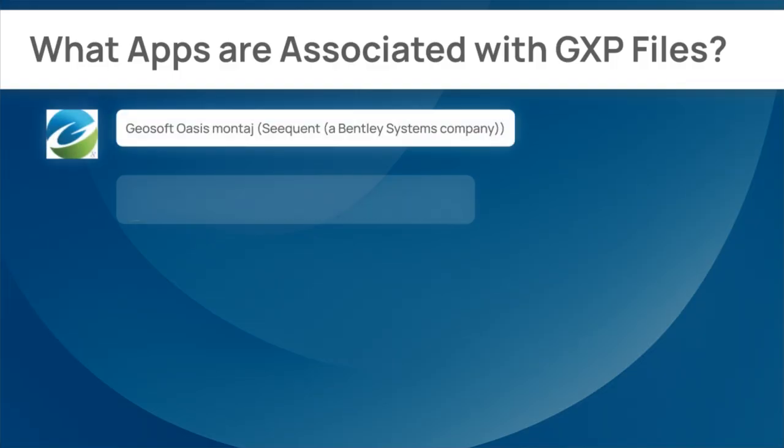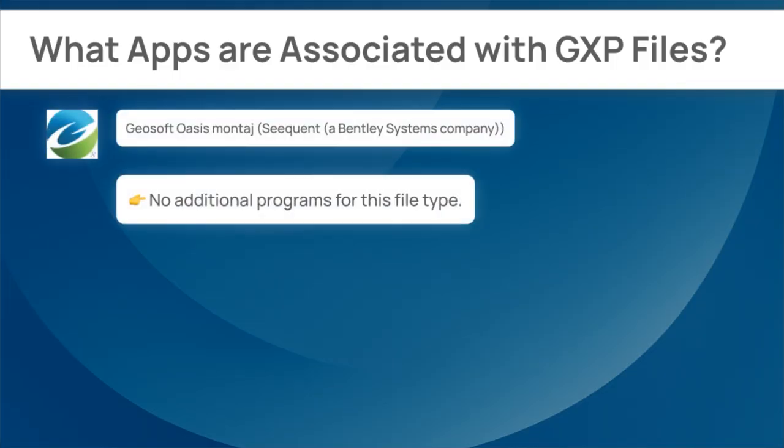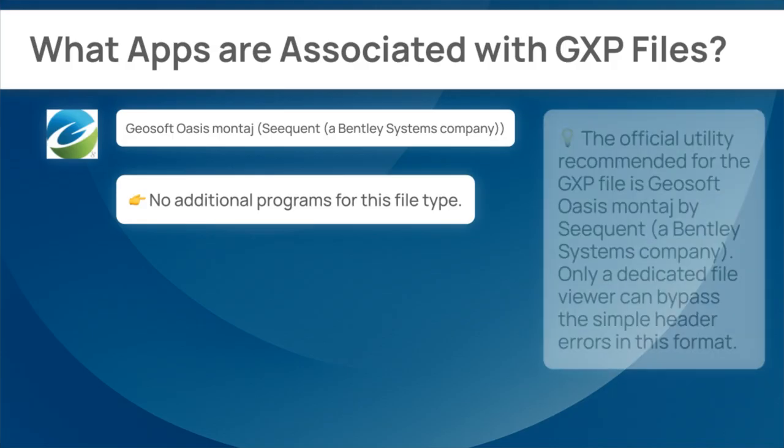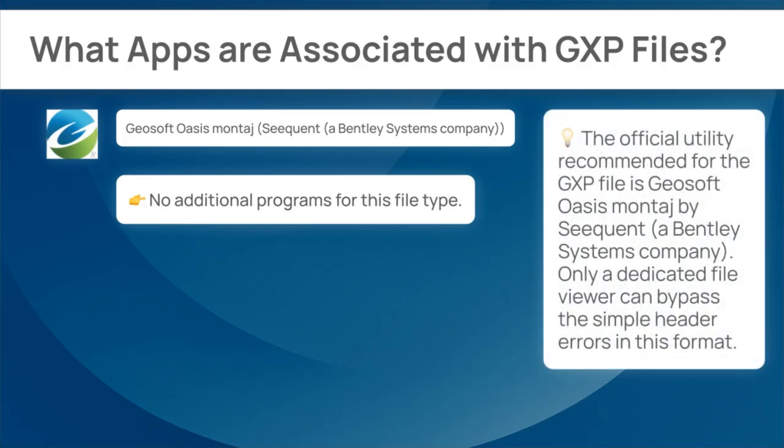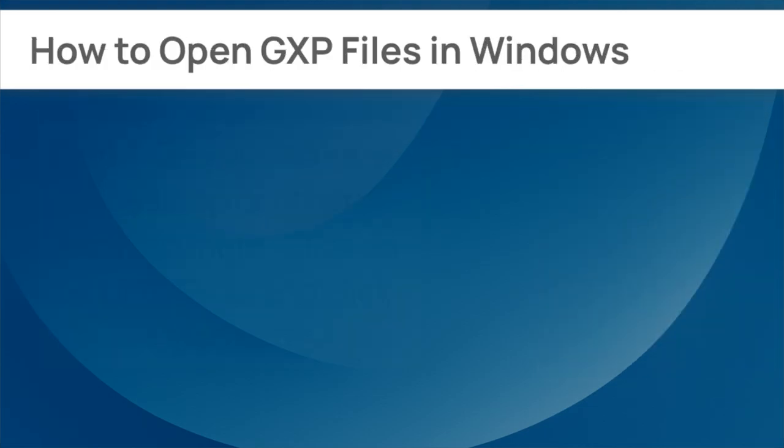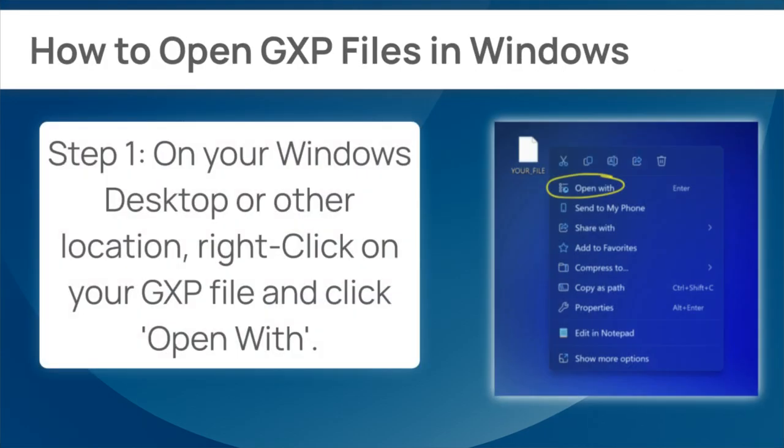The software default for the GXP file type is the solution provided by Sequent, a Bentley Systems company's Geosoft Oasis Montaj. Only a dedicated file viewer can bypass the simple header errors in this format. Windows offers only surface-level viewing, so proper interpretation requires external tools or manuals. The easiest solution is often finding the right app.